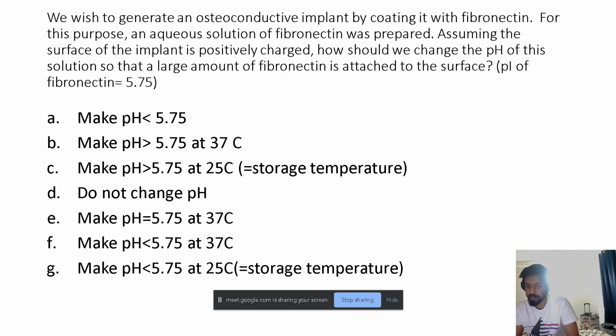Would you reduce the pH? Would you increase the pH at 37 degrees? Would you increase the pH at 25 degrees, which is the storage temperature? Do you not change the pH at all, or do you make the pH exactly equal to the pI of fibronectin at 37? Do you make it less than the pI of fibronectin at 37, or do you reduce the pH to less than the pI of fibronectin at 25 degrees centigrade?